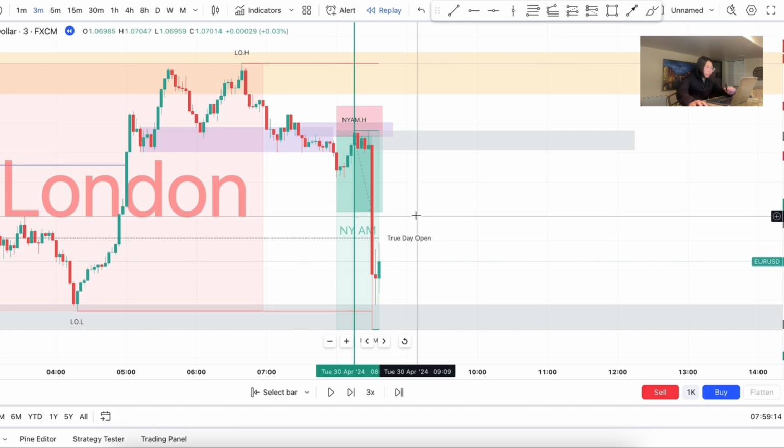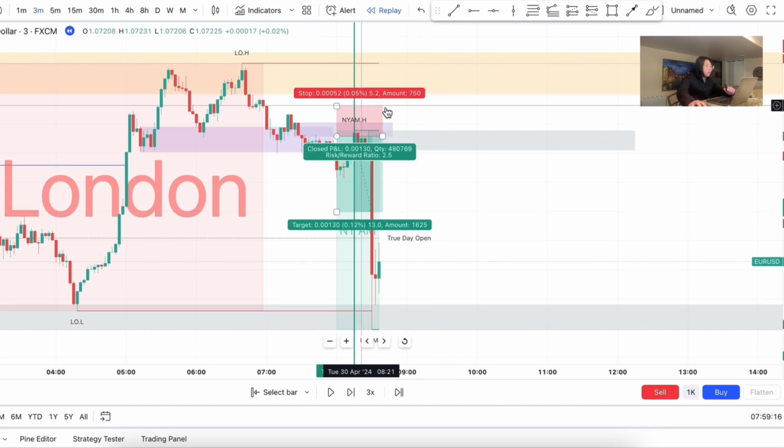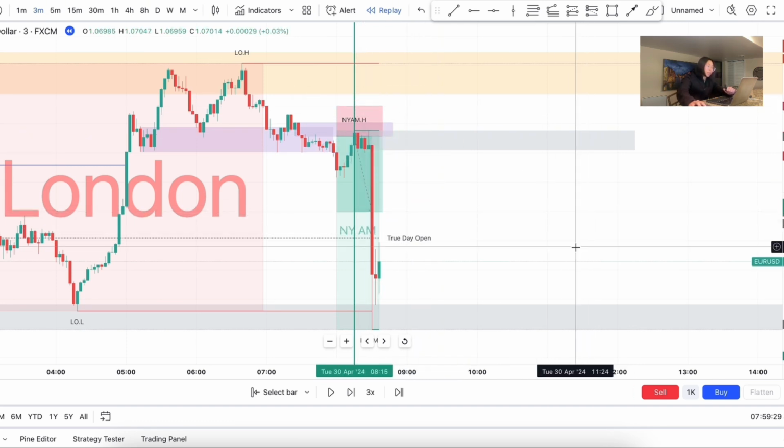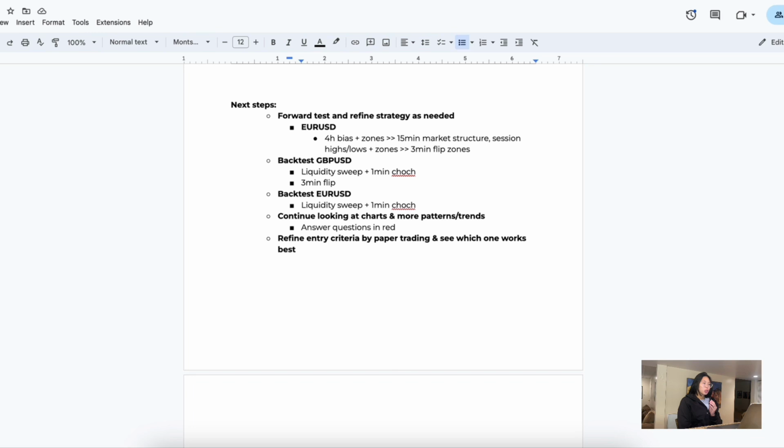So I would put a green line here. But if this trade lost, I would put a red line. And that's pretty much how I backtested the strategy using the bar replay tool. So that's pretty much what I've been up to this past week.